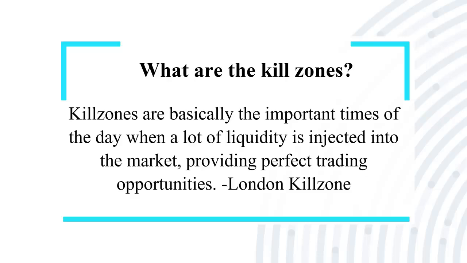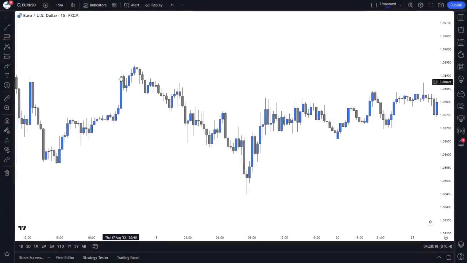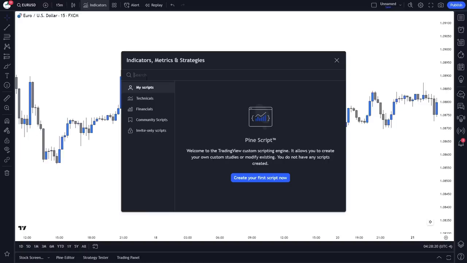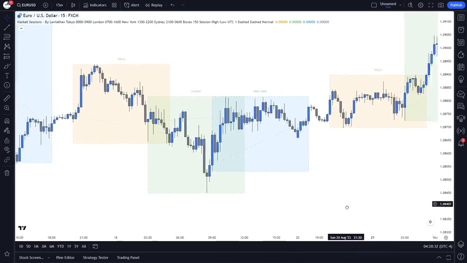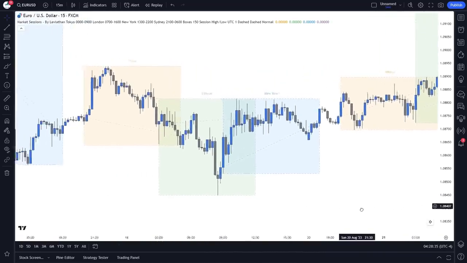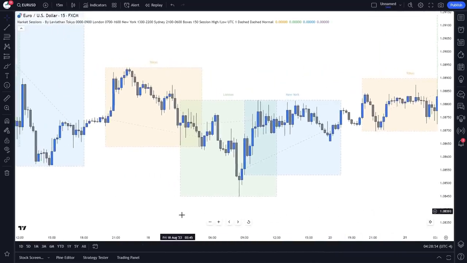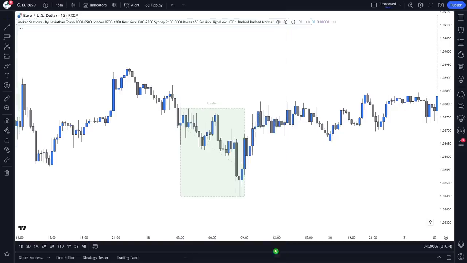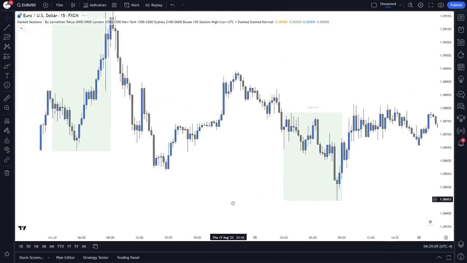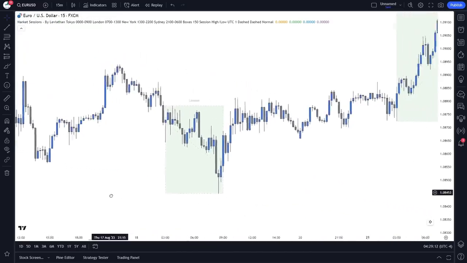So how to identify the London kill zone on the chart? Open the chart on TradingView and simply select the Indicators tab. Here, write Market Sessions and click on the indicator provided by Leviathan. This indicator shows all of the sessions, so we need to make some adjustments. So, in the Settings tab, first uncheck the Tokyo, New York, and Sydney, and then change the close of the London session to 13 o'clock. Then we are going to have our London kill zone marked on the chart.